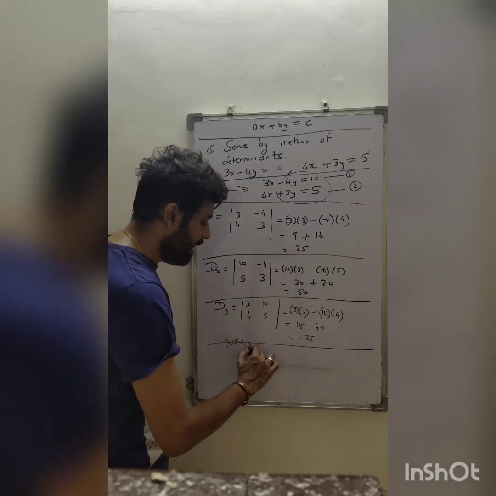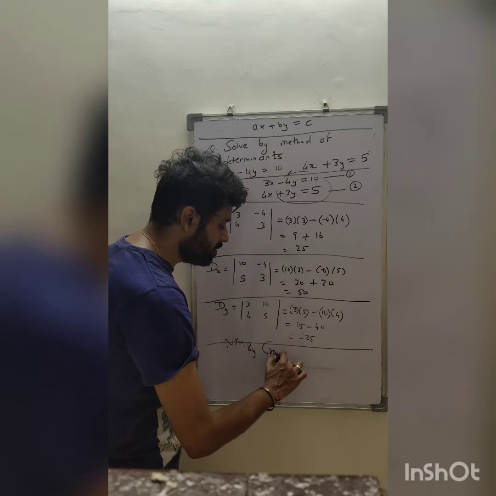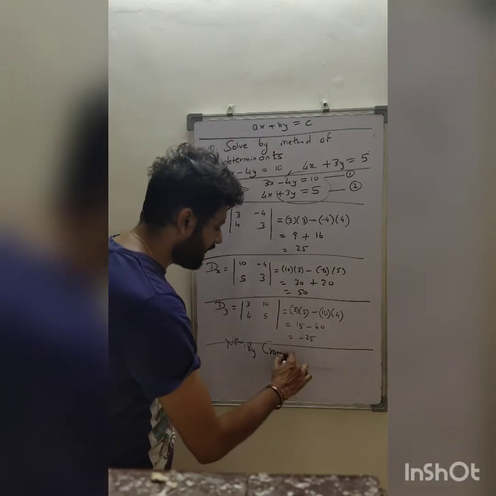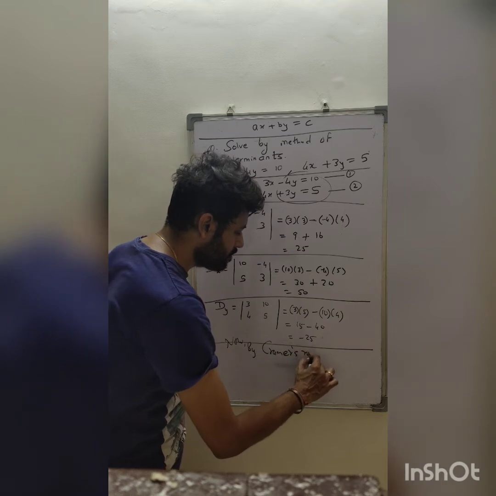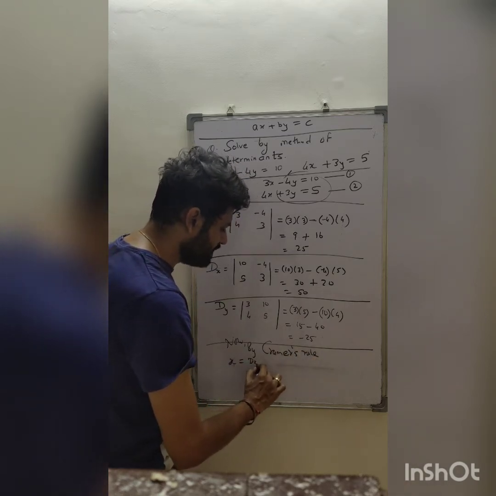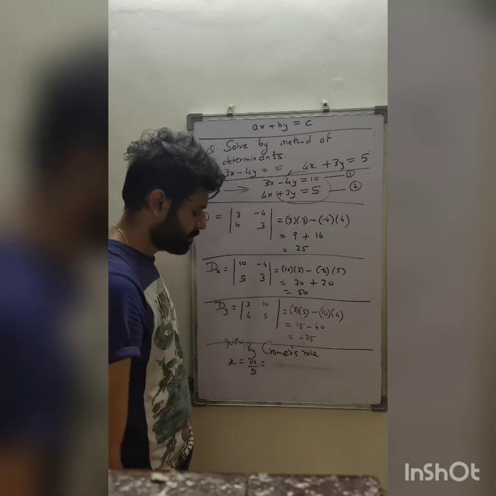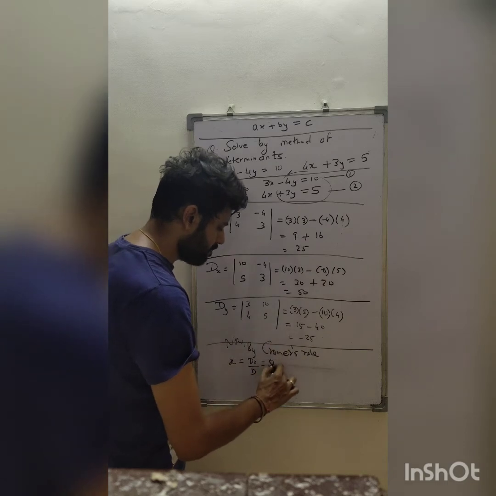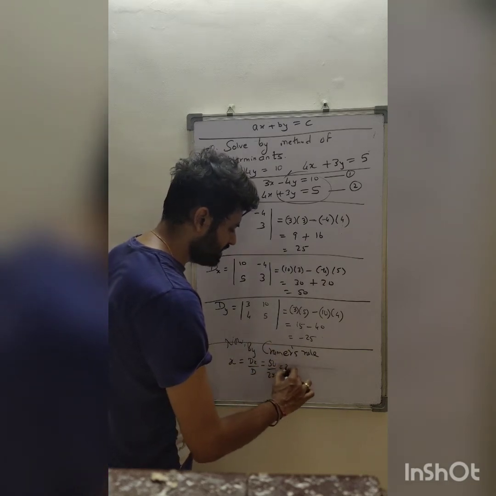Now, by Cramer's rule, the surname of someone, capital C. Cramer's rule. X is equal to Dx upon D. X is equal to Dx upon D, that is 50 upon 25. Answer is 2.